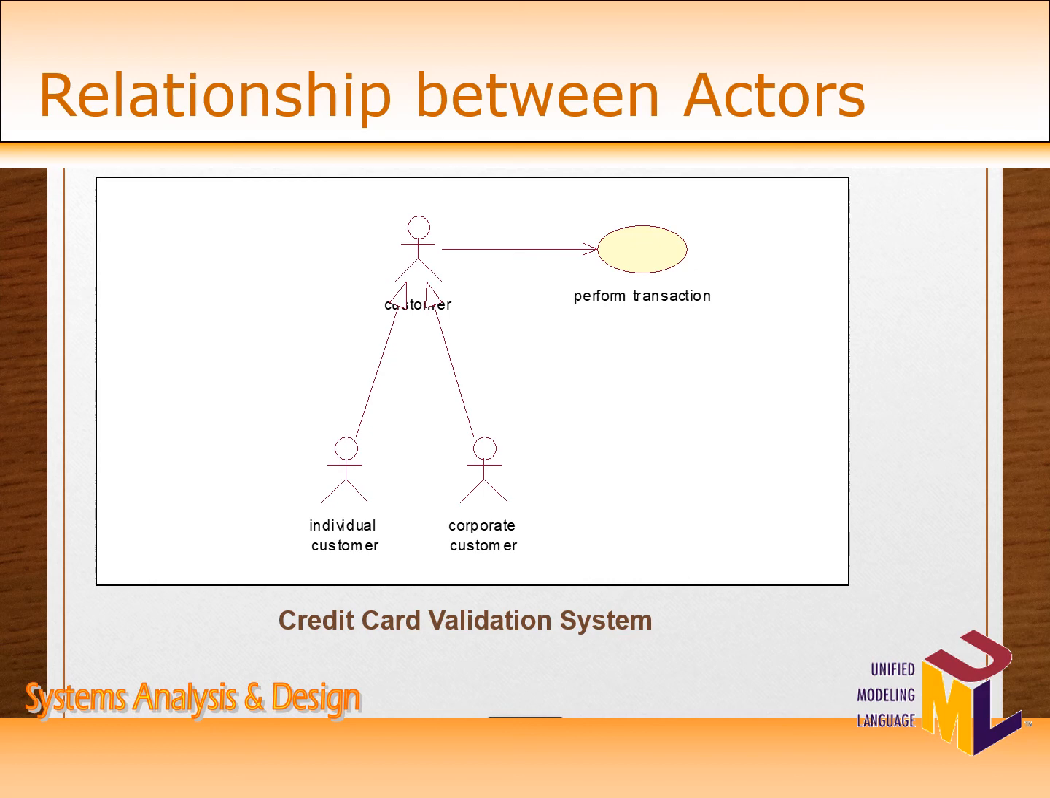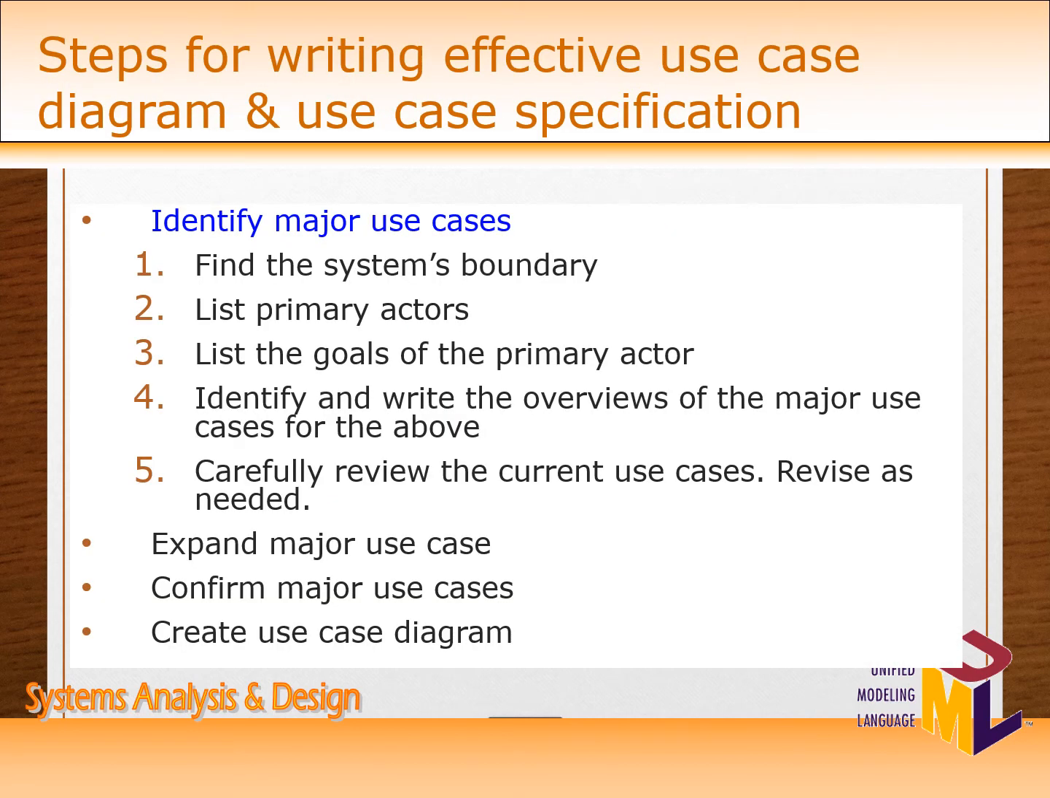And at the same time, there are two types of customers: individual customer and corporate customer. Okay. Each of them has some differences, but they share the same data or attributes, so you can actually group them together into a more generalized actor, which is called customer, right? Like the one that you did in your object-oriented class.